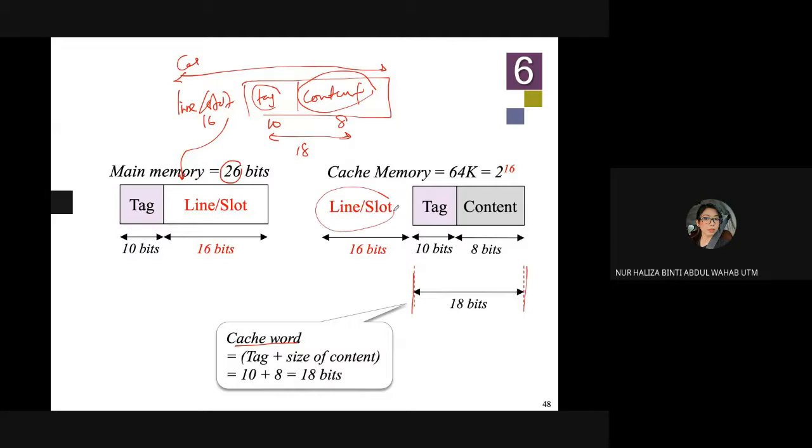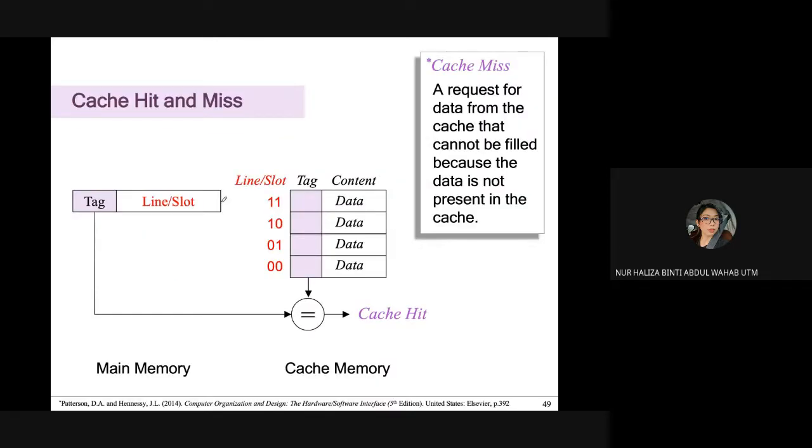This one we already learned how to get, only how to calculate the content. That is the equation for that. And all together you can see cache tag is tag plus size of content. You're going to get 10 plus 8, equal to 18 bits. And this is how you get the format for your cache memory. Main memory is quite easy because you need to calculate only 2, which is tag and also line slot. Normally line slot will be given.